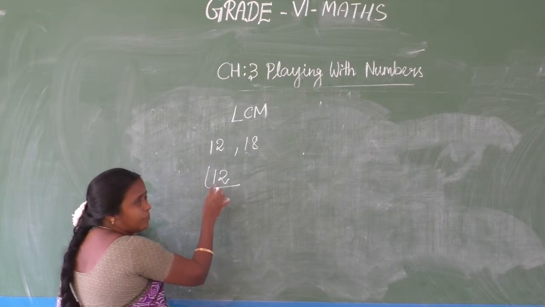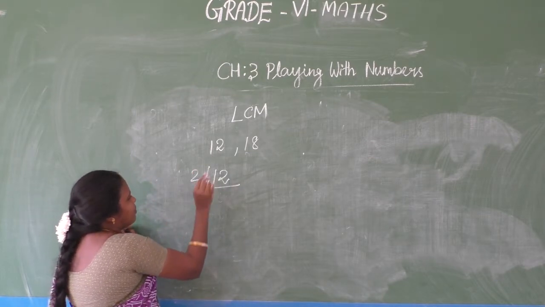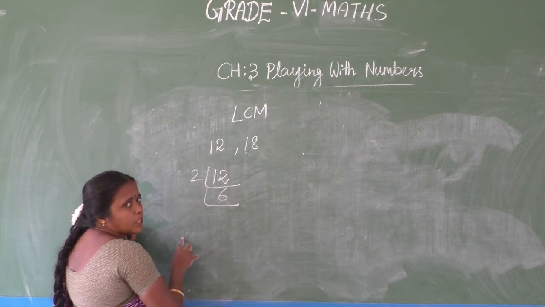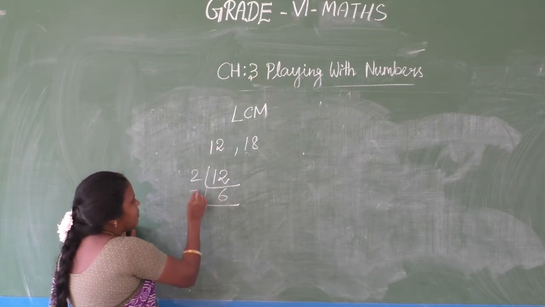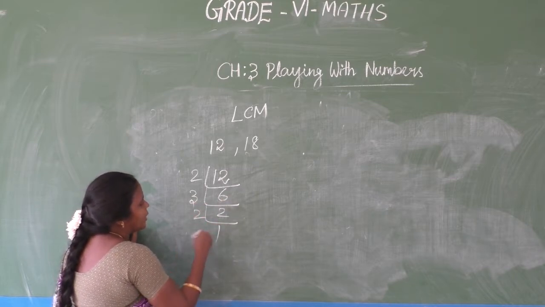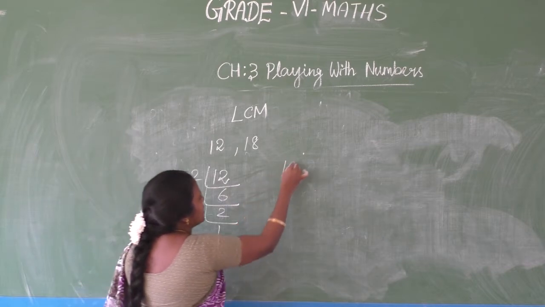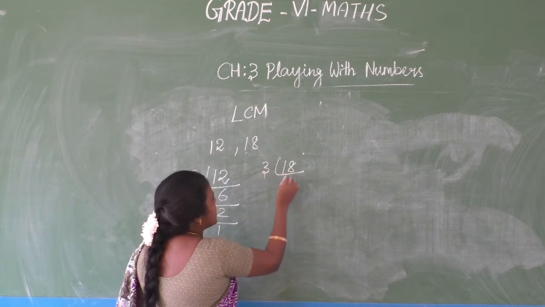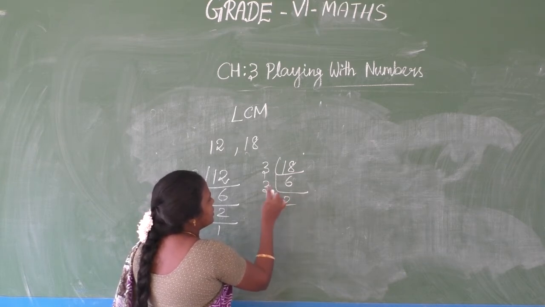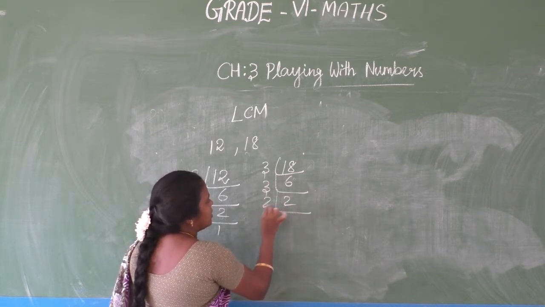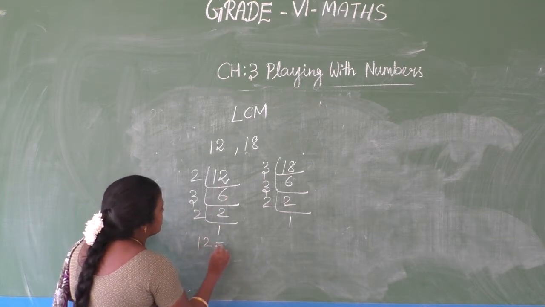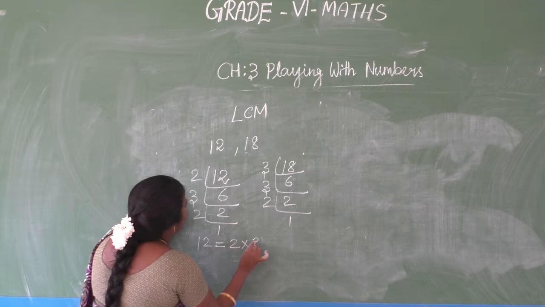I am finding the prime factors of 12. 6 twos are 12. 6 is a composite number, so I have to divide this by 3. 3 twos are 6, one time. Likewise 18: 6 threes are 18. Again 3 twos are 6, 2 ones are 2. So the prime factors of 12 are 2 into 3 into 2.